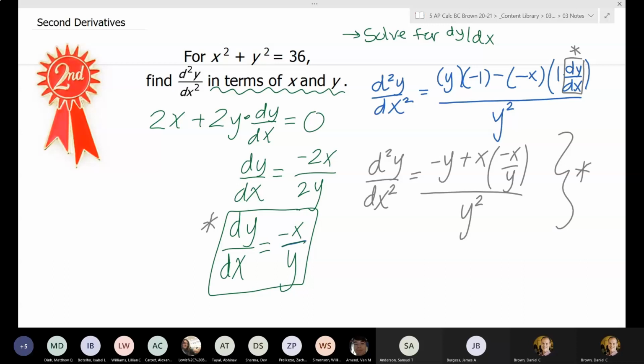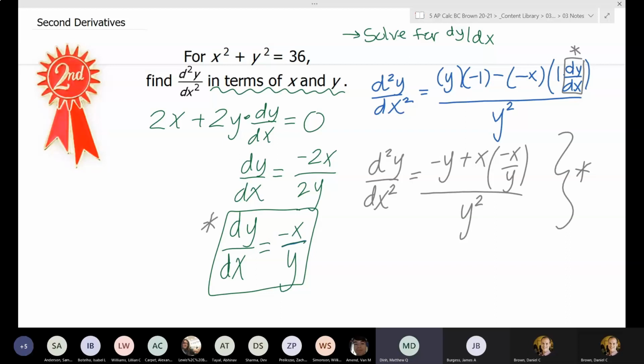Questions on that problem? Why would you use dy dx if it's also in terms of y? Because don't you only do dy dx when you're in terms of x?